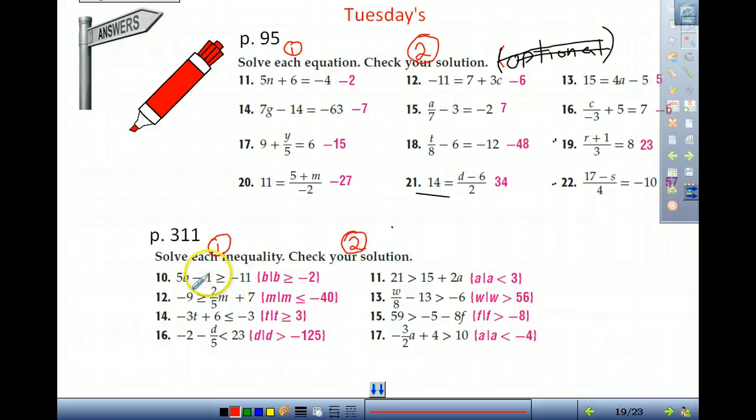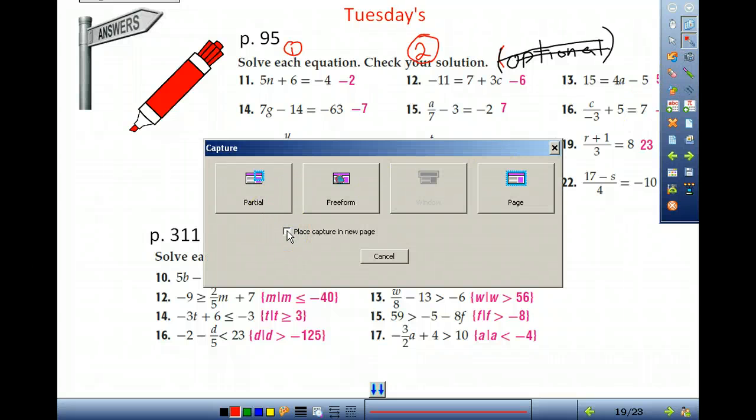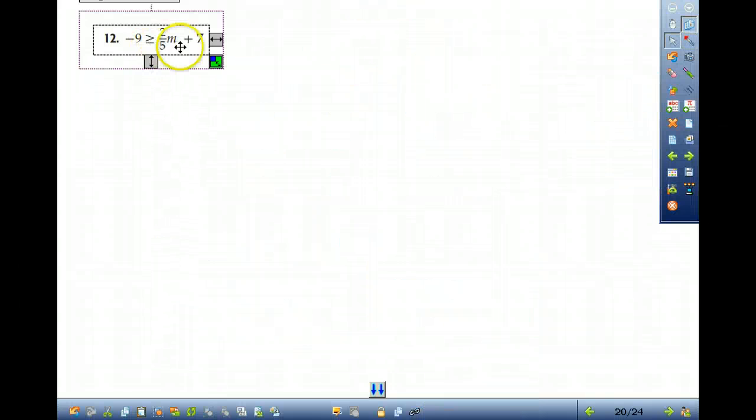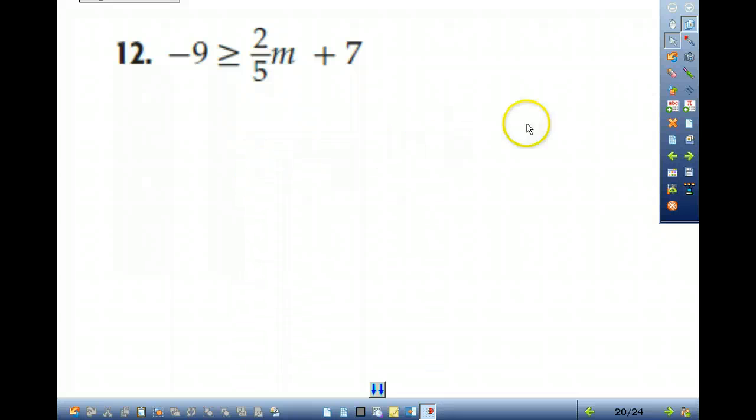All right, so one of these, any requests? Yeah? 12. Okay, let's look at 12 together. Good. All right. Okay, let's look at this.